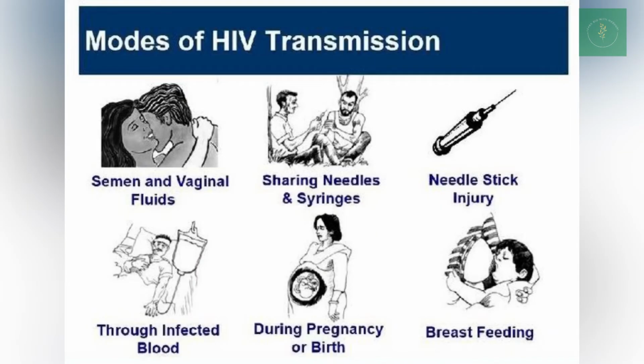Modes of HIV transmission. Number 1, a person having sexual contact with multiple partners will be at high risk. Number 2, transfusion of contaminated blood and blood products of an infected person. Number 3, sharing needles and syringes. Here, intravenous drug abusers will be at high risk. Number 4, during pregnancy or birth. Here, the babies are at higher risk.